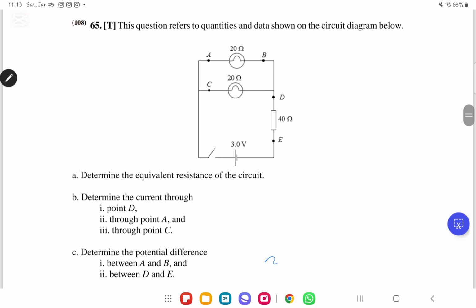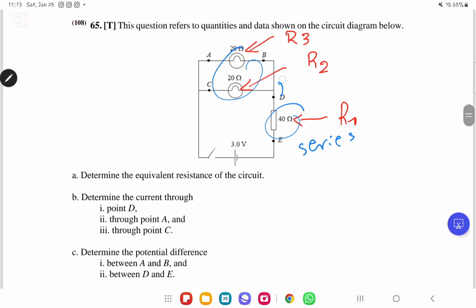They need us to determine the equivalent resistance of the circuit. So we have here our first resistance, R1, our second resistance R2, and our third resistance R3. As you can see, this resistor is in series, whereas these two are in parallel. First we are going to find the equivalent resistance of these two. We can apply product over sum: 20 times 20 divided by 20 plus 20. We get an answer of 10.